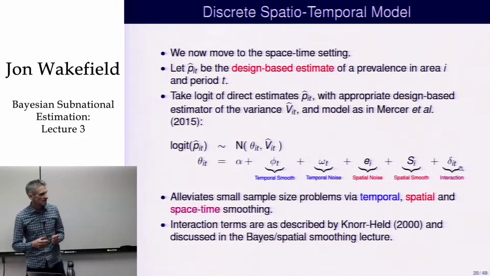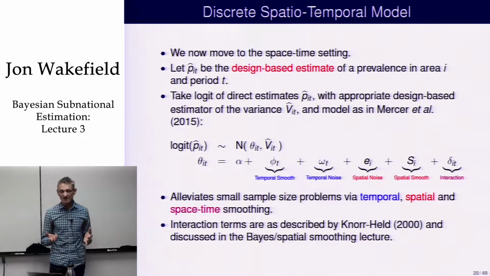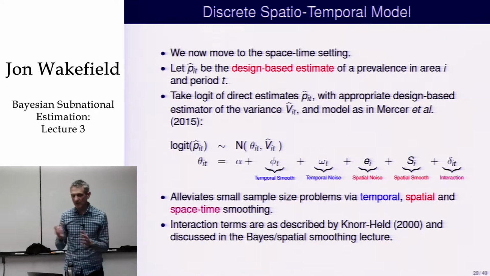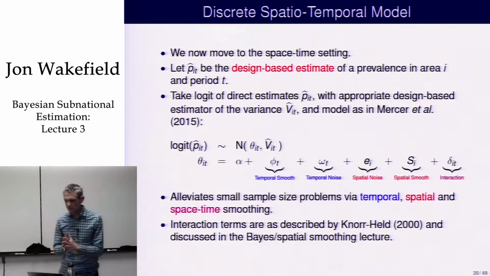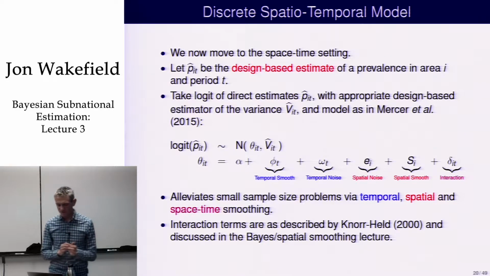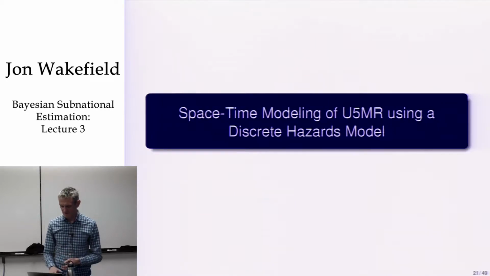which allows, so without that term we just have a main effects model, and so now we're going to allow interactions so we can deviate from those overall temporal and spatial trends. And this model was discussed in the previous lecture that I gave.